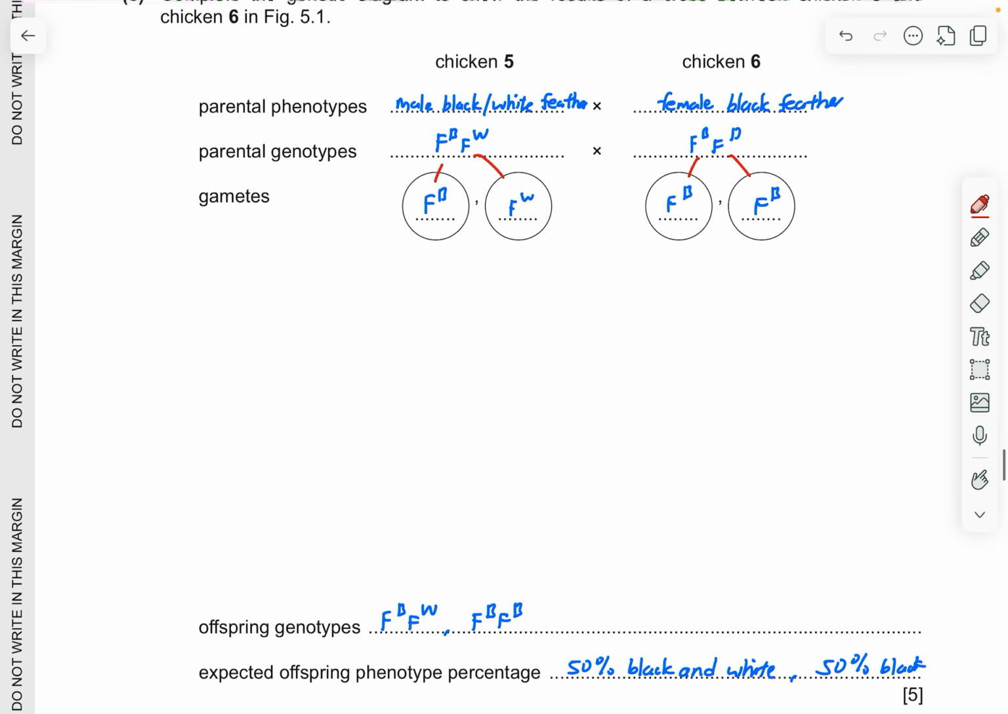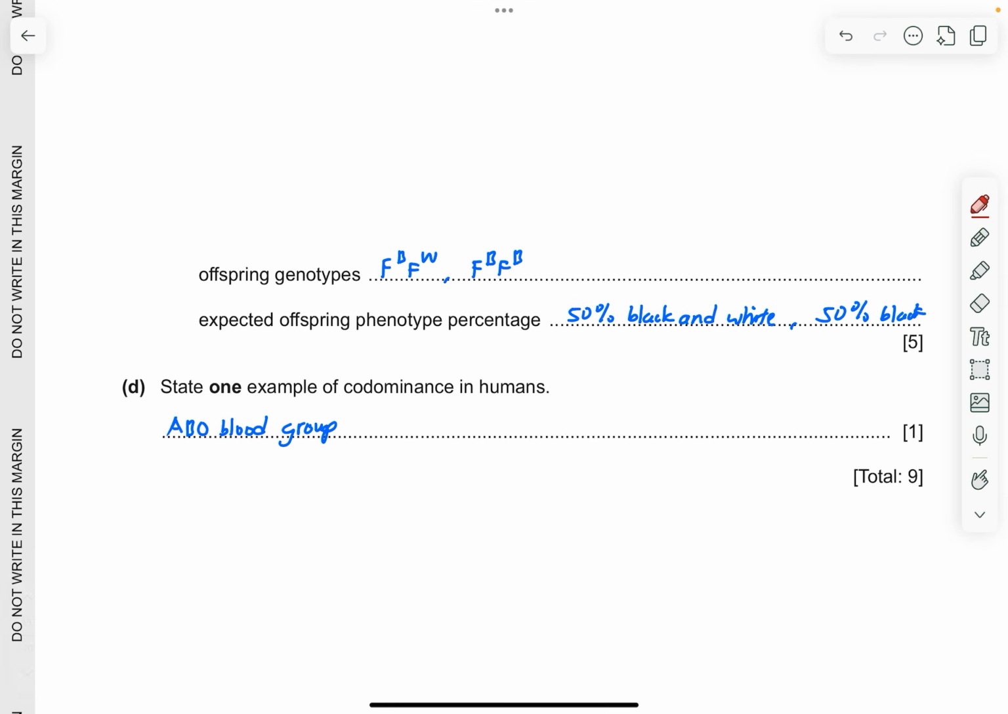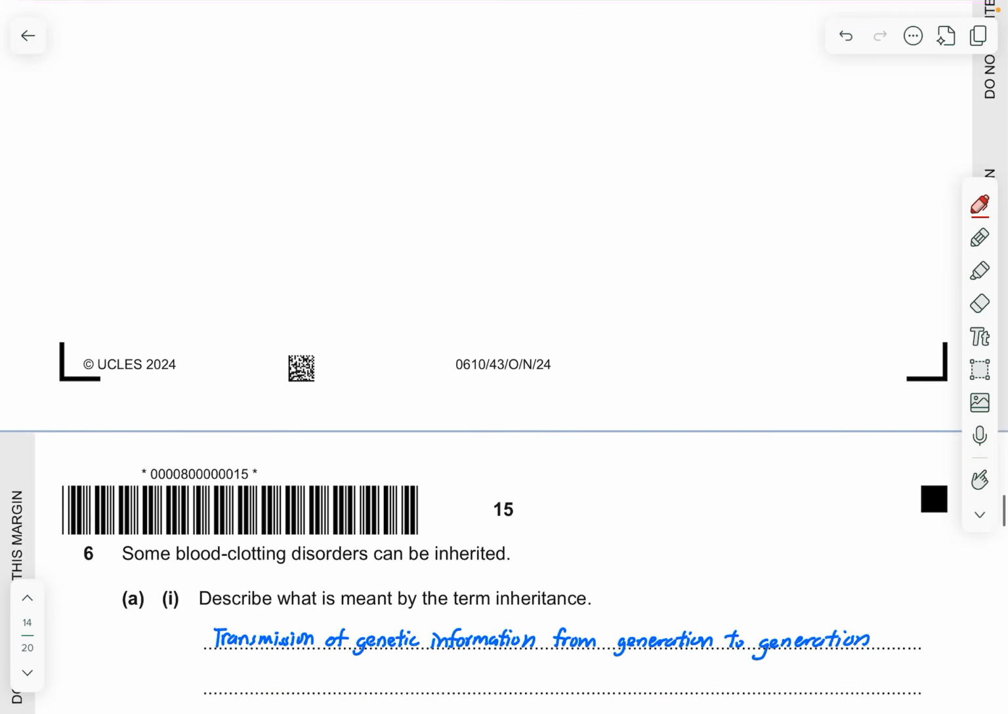So again, if you have any questions on this, please do make sure that you comment in the comment section below. I will actually help you out on this if you do not know how to construct the Punnett square. Alright, they ask you to state one example of codominance in humans. Like I mentioned before, the ABO blood group is the most accurate example that you can see here.